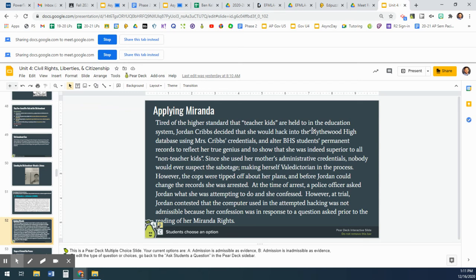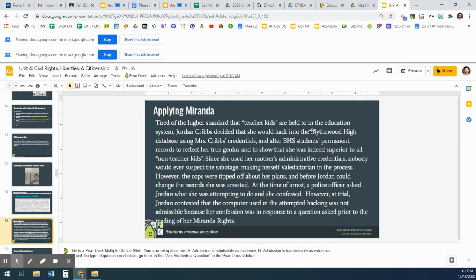Tired of the higher standard that teacher kids are held to in an education system, Jordan Cribbs decided that she would hack into the Blythewood High database using Mrs. Cribbs' credentials and alter BHS students' permanent records to reflect her true genius and to show that she was indeed superior to all non-teacher kids. Since she used her mother's administrative credentials, nobody would ever suspect sabotage, making herself valedictorian in the process. However, the cops were tipped off about her plans, and before Jordan could change the records, she was arrested.